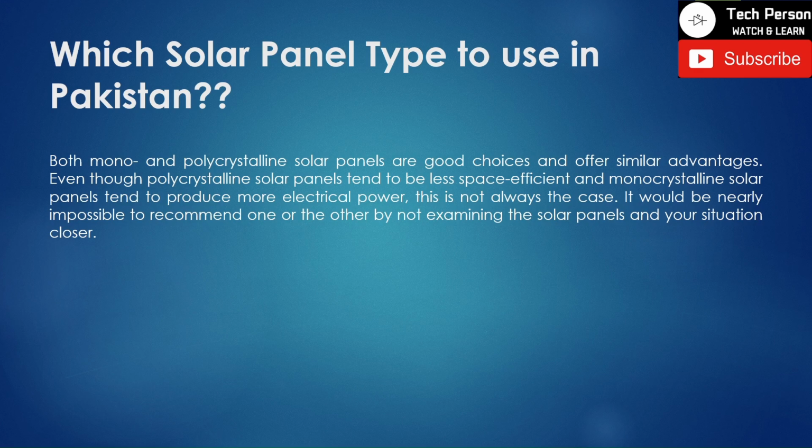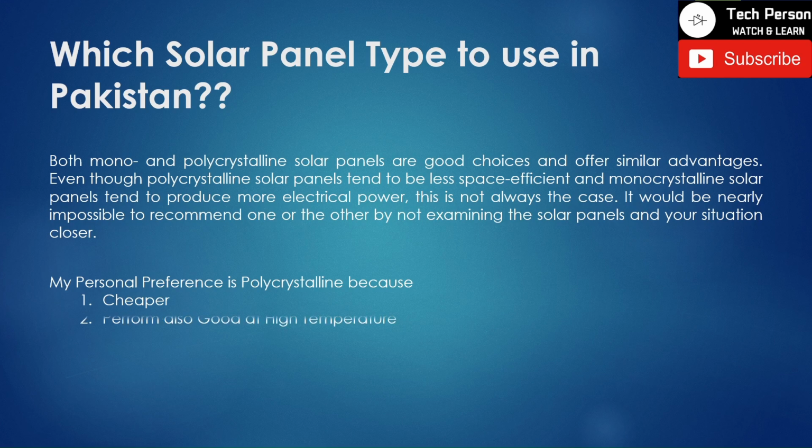If you ask me what my personal preference is, I will go for the polycrystalline because it is cheaper, and space is not an issue in Pakistan, because most people have houses and big roofs, so space is not an issue, but the cost is. That is why I will prefer polycrystalline. At higher temperature there is some decrease in efficiency, but overall we think polycrystalline can still be used because it is cheaper. The installation cost is low for this.